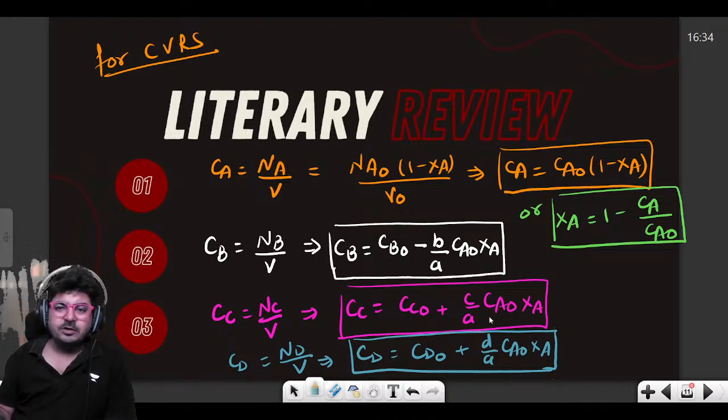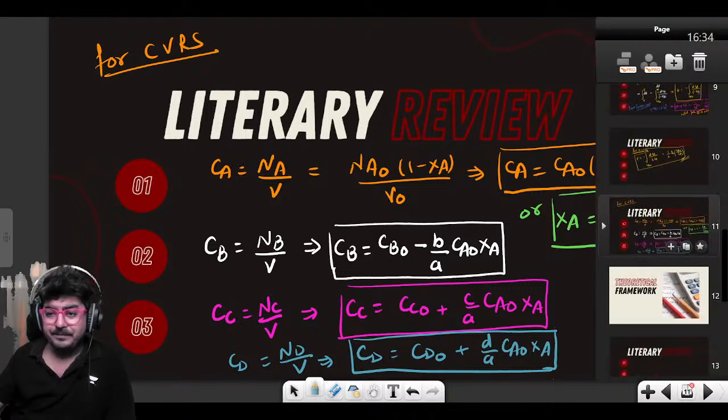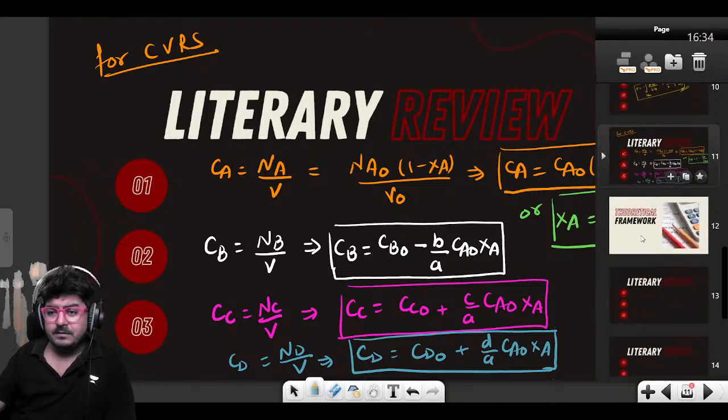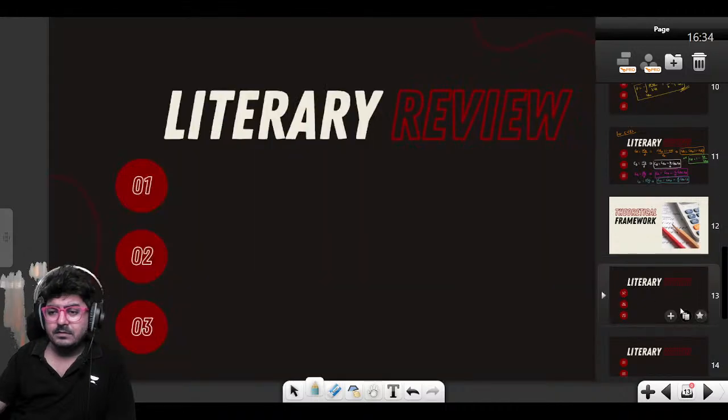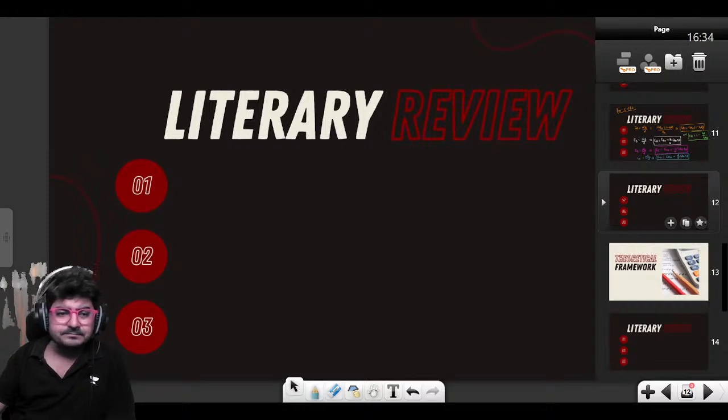These are the few things which all of you should know. These are the kinetic equations for CSTRs. अब इसमें एक और चीज है जो आपको क्लियर होनी चाहिए. ठीक है, that is one important fact.